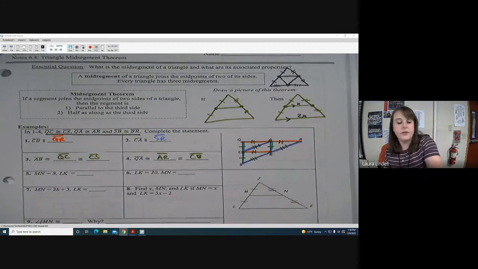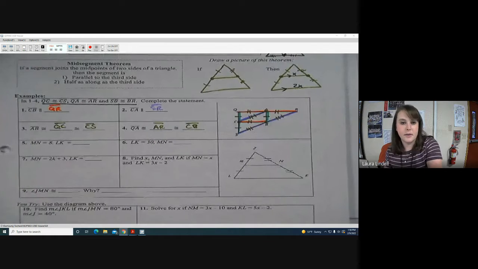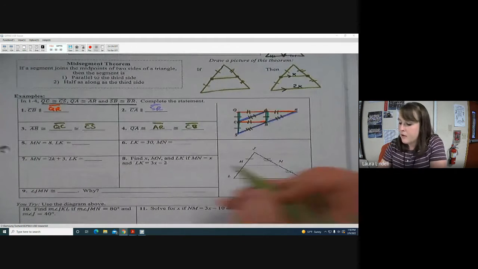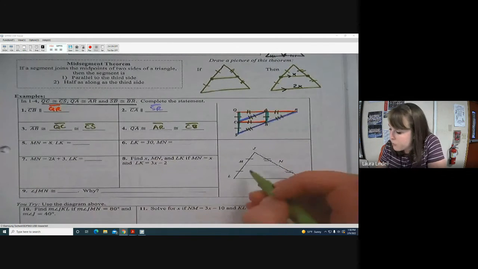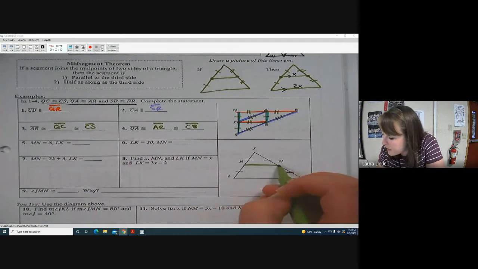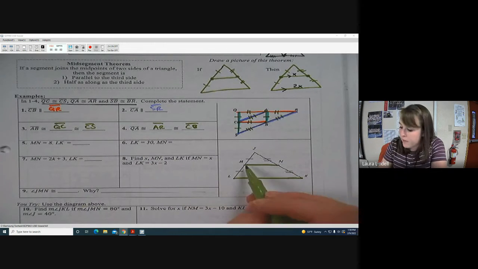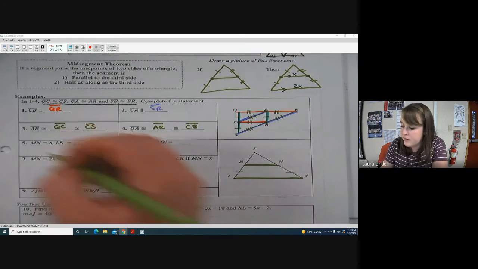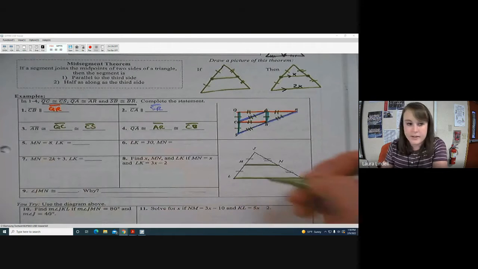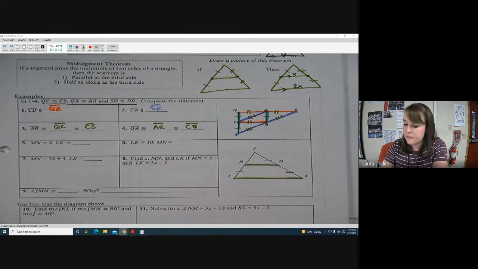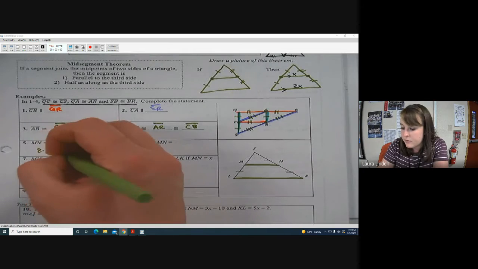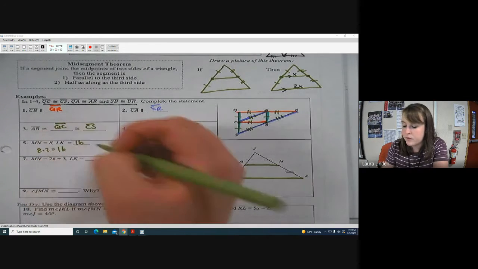Another kind, if we jump a little bit more concretely into this with numbers, and look at this picture down here, we're told in the first one that MN is 8 and that LK is what we want to know. Well, if MN is the midsegment, then LK would be twice as long, according to our midsegment theorem. So 8 times 2, which would be 16.